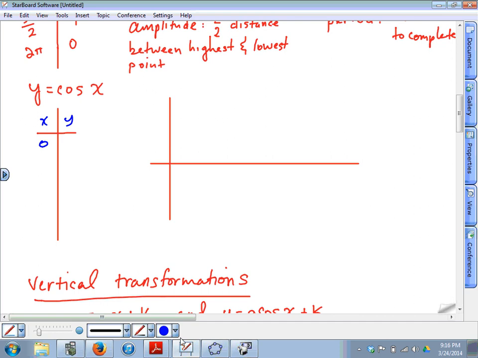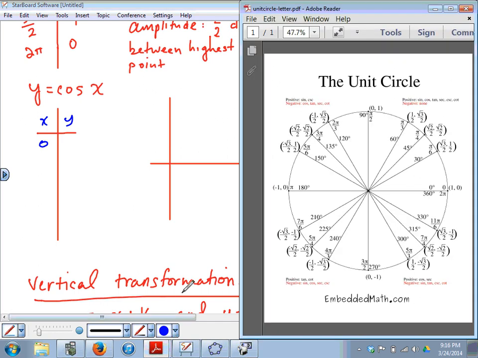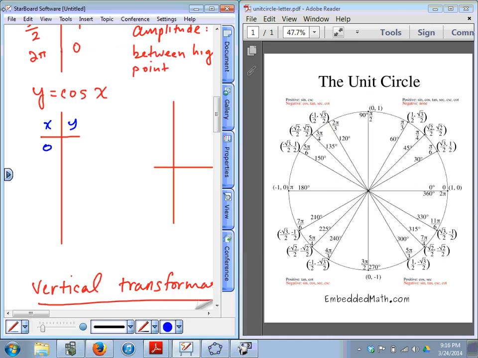Start with x equals 0, but if you notice on the unit circle, here the unit circle with 0 radians, the x value now is what we're looking at because we're doing cosine, and on the unit circle, cosine is equal to the x value of all the points. So if x is 0, then y is 1. So the first point on the graph is actually point 0, 1.